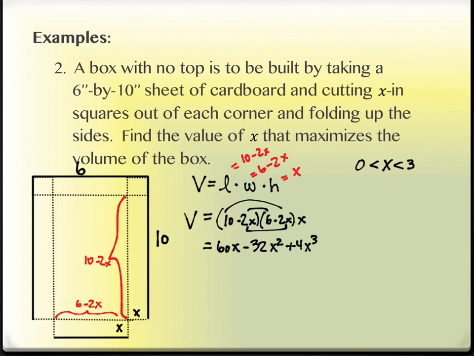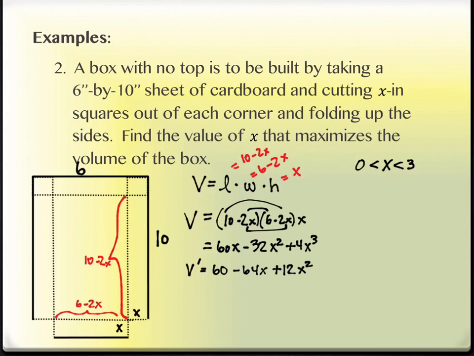I think that's right. Okay, are we good? All pieces in there? And we want to set this, or not yet. We want to find the derivative of this, right? So we're going to need the derivative of this. What is the derivative of 60x? How about the derivative of negative 32x squared? Negative 64x. And then 4x cubed? 12x squared.